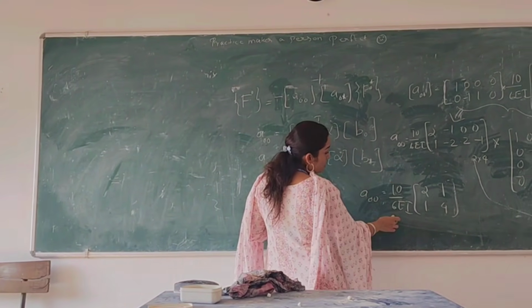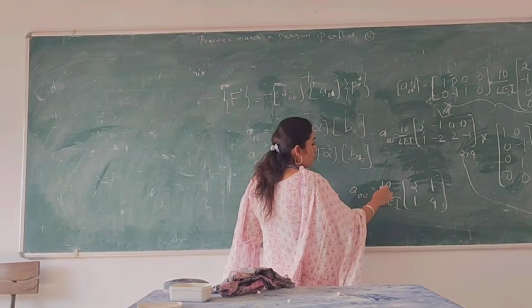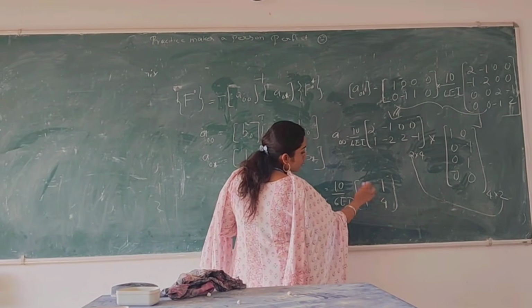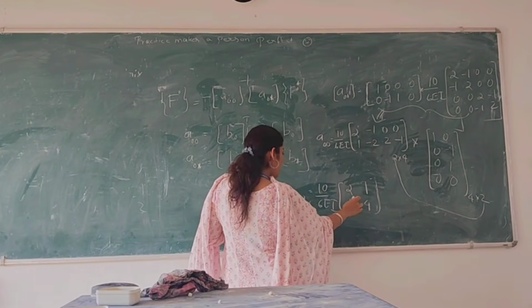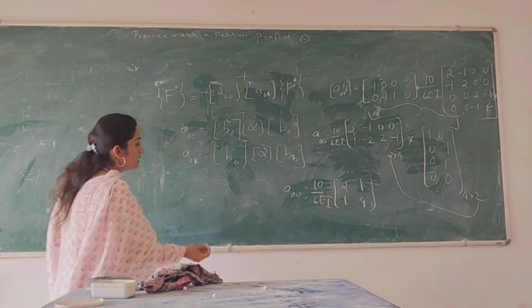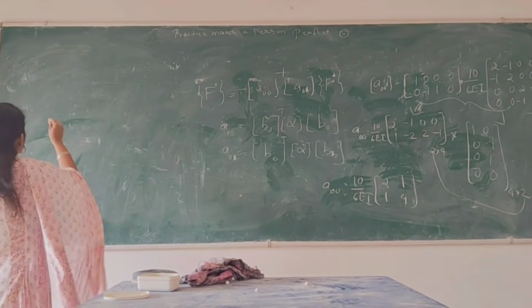6ci goes up, 10 goes down. Now what to do? Into 1 by determinant of this matrix, you have to change these two, A11 and A22, right? This will be interchanged and the signs will be changed here. Okay? So that's how we find out the A naught not inverse.